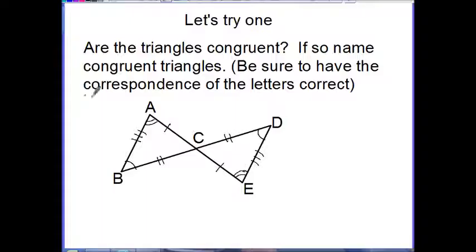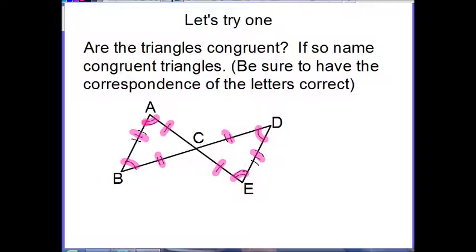So here we go. Let's look at my picture first and foremost. And I want to ask myself, do I have 3 sets of congruent sides? There's 1, there's 2, and here's 3. Beautiful. Angles. There's 1, there's 2, but I'm missing a third one. I only have 2 sets of congruent angles.